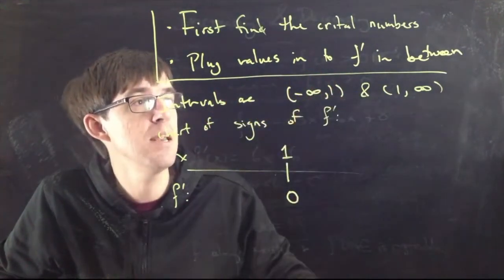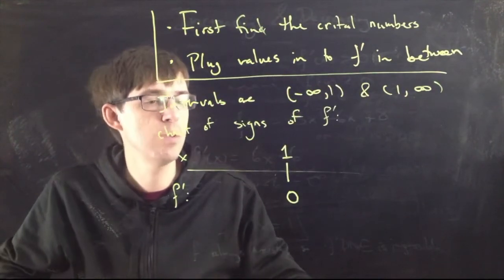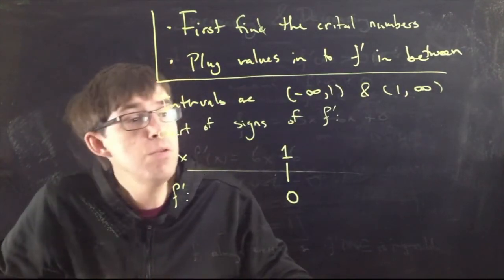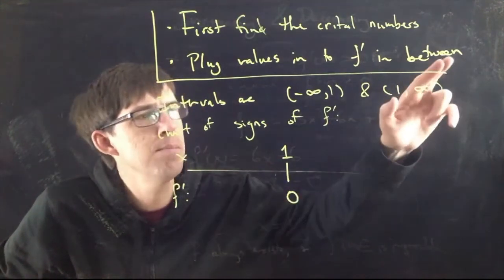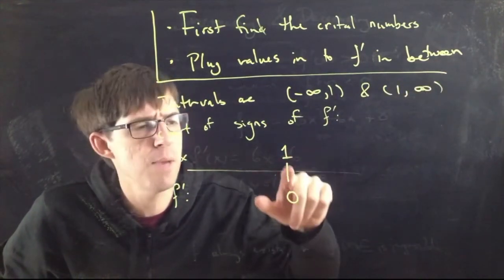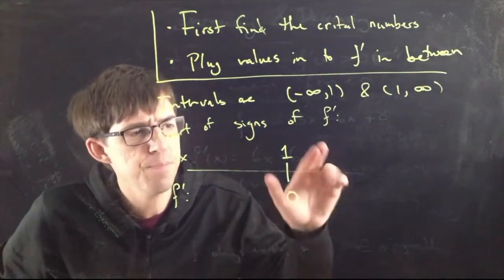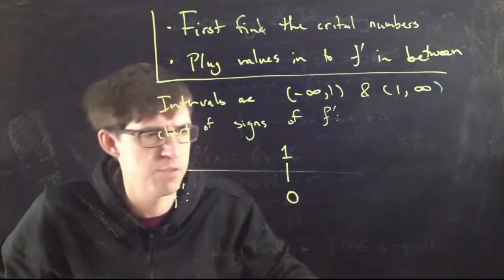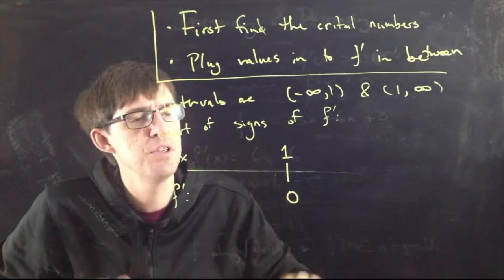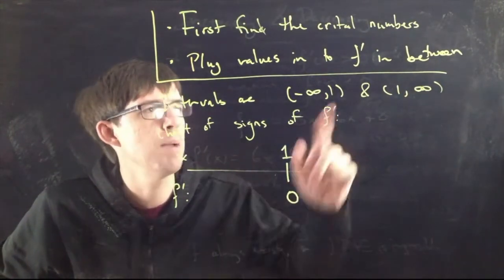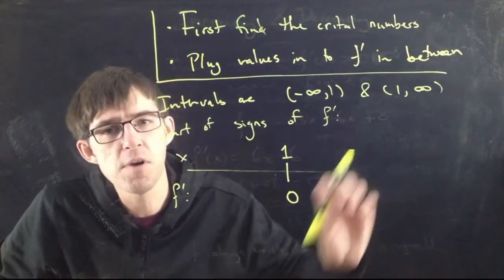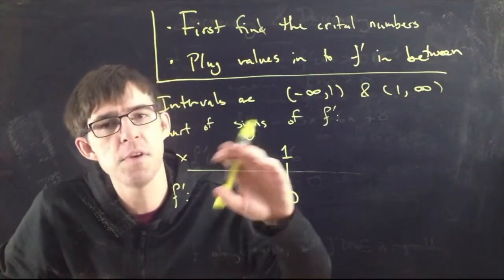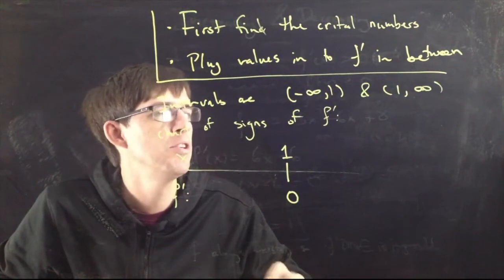Plug values in to f prime of x in between. So we are going to just choose some value in each of these two intervals. What I meant by in between is a typical example, you get more than one of these points, and you have to choose values in between the various regions. Here we only have two regions and they're not really in between anything, but that's what I meant by in between. Choose some value in this region over here, your favorite number greater than 1, and then also choose your favorite number less than 1, and plug them in to the derivative.